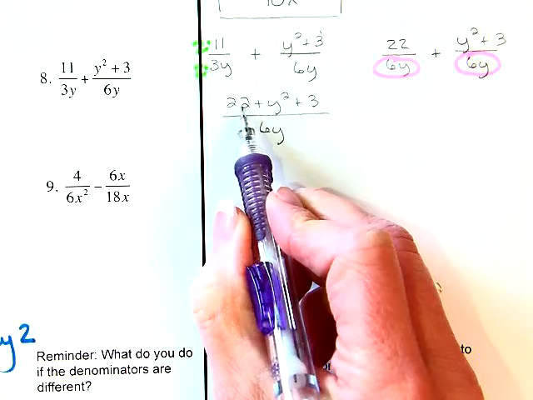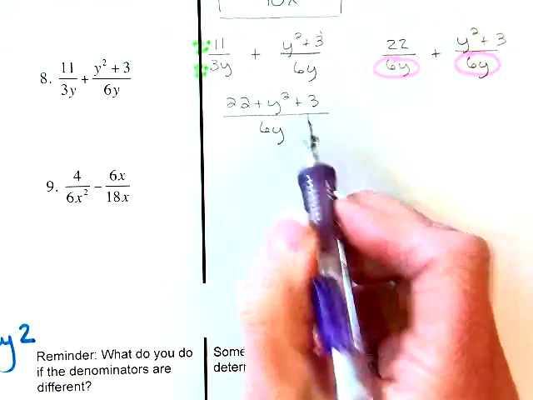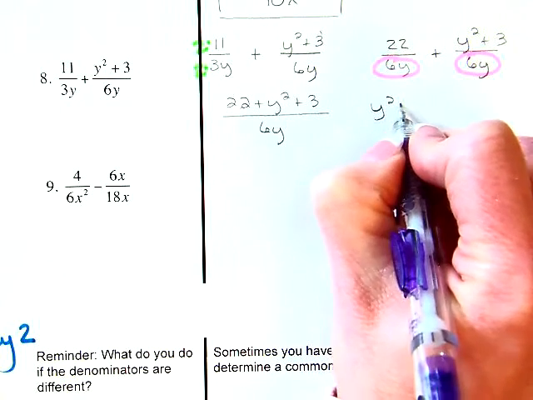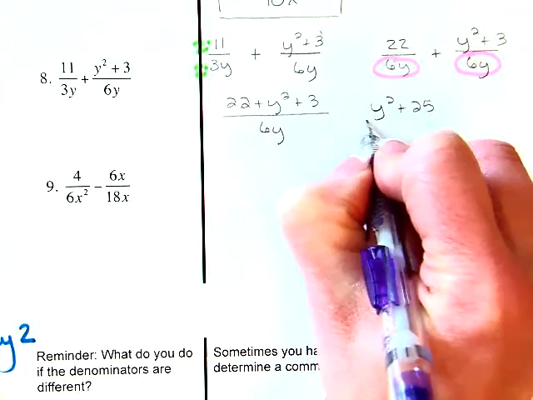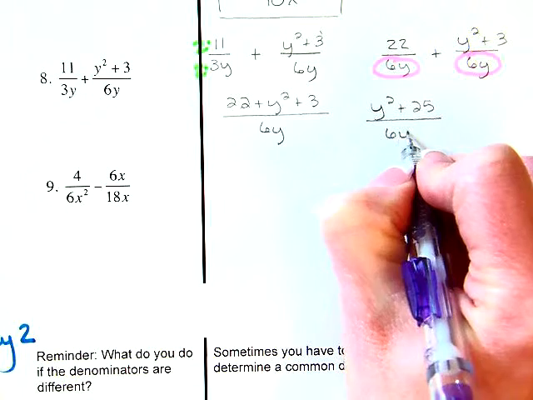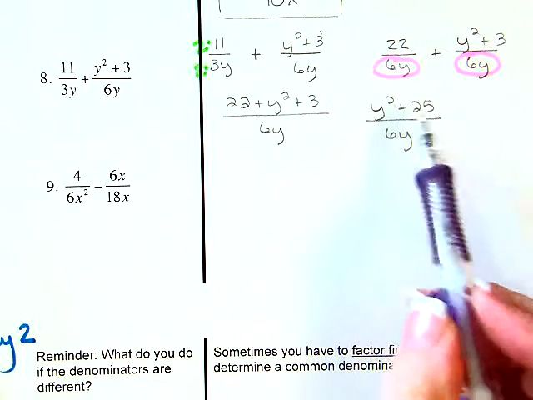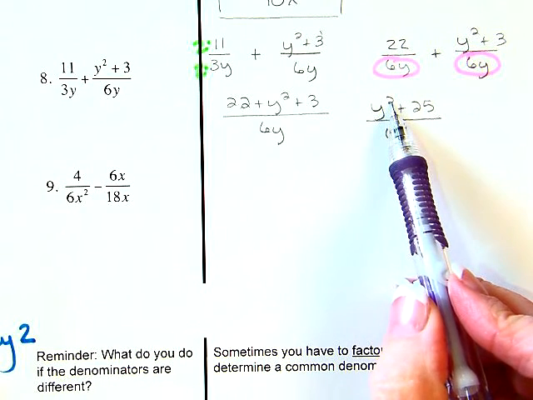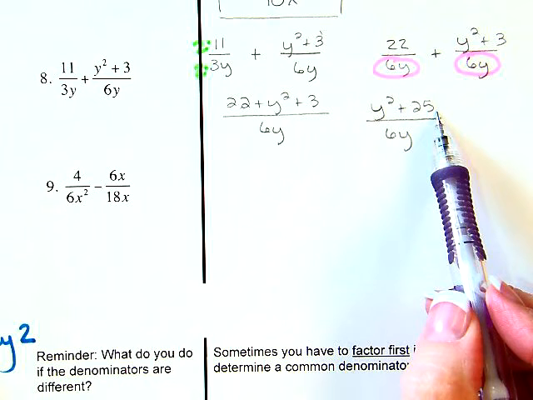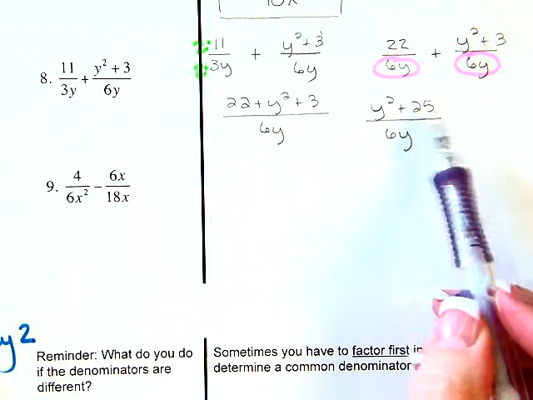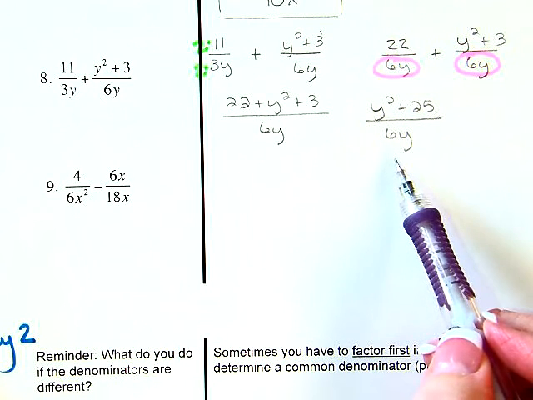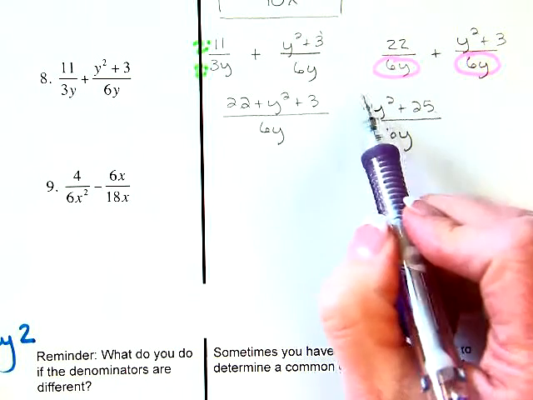So we're looking at 22 plus y squared plus 3 all over 6y. Now we can combine the 22 and the 3 because they're like terms. So we're going to have y squared plus 25 over 6y. This is a degree 2 polynomial. It is not factorable. So we're just going to leave it like that, because sometimes you can factor it and cancel with the denominator. But this one is done.